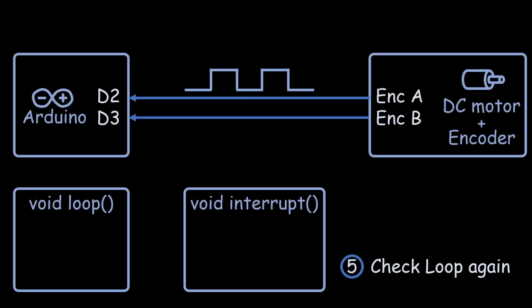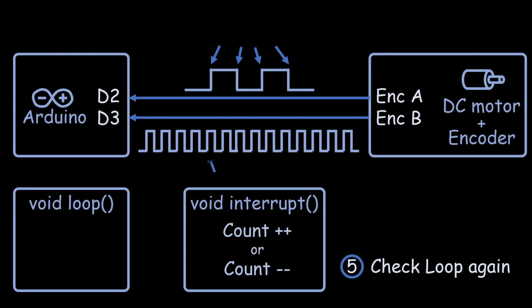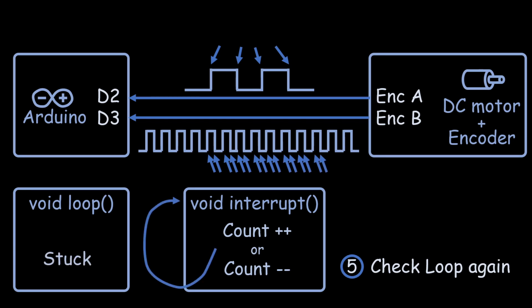5. Check the loop again. Because the Arduino counts the encoder values using interrupts, each pulse from the encoder requires the Arduino to spend time processing it. If you are using a high-resolution encoder or the DC motor rotates very quickly, you might encounter issues where the Arduino gets stuck at high speeds. Therefore, you need to adjust the amplitude to find a level at which the Arduino does not get stuck, or consider using a lower resolution encoder.